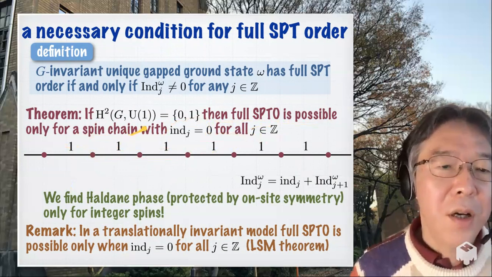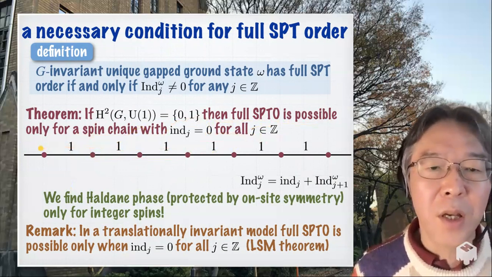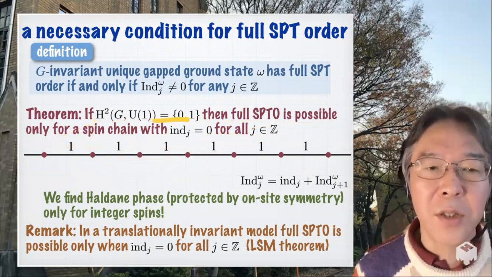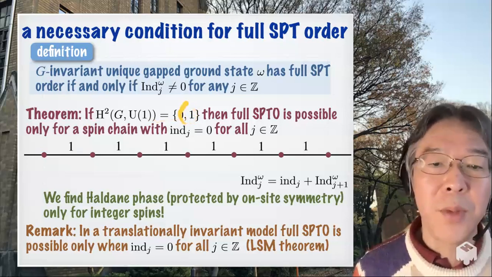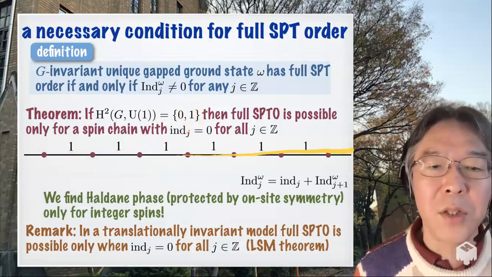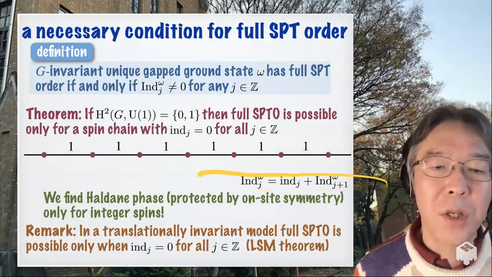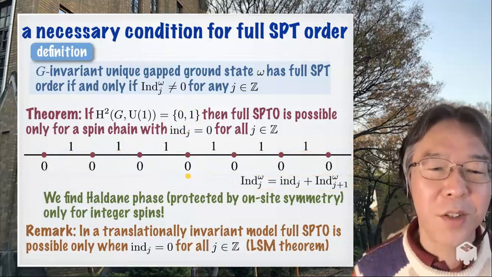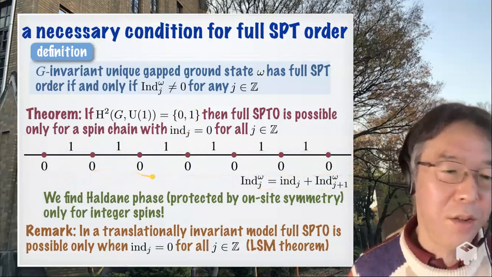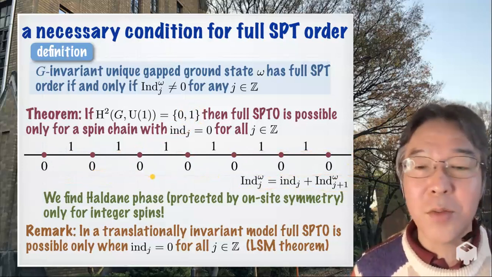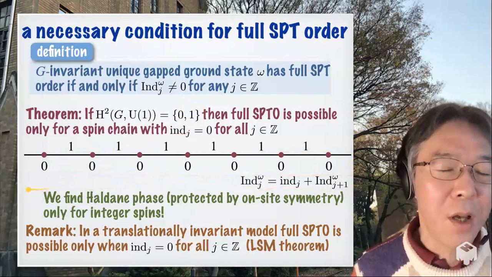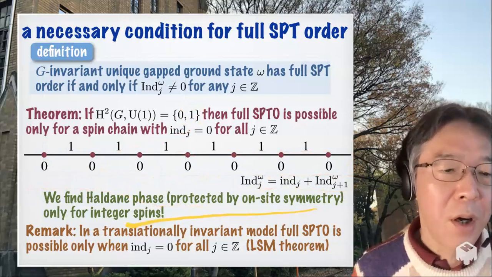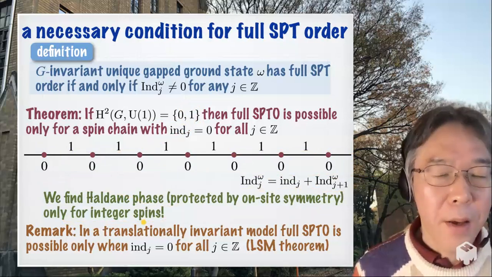It's very easy. Now, I assume that the ground state has full SPT order. That means that the second group Ogata index is non-zero. But the only non-zero element here is 1. So I see that all the Ogata indices are 1. But we have to have this additivity. So again, by high school, junior high, elementary school calculation, you know that all the spin indices are 0. This is, of course, consistent with our experience that we find non-trivial Haldane phase protected by on-site symmetry only for integer spins. Okay, good.